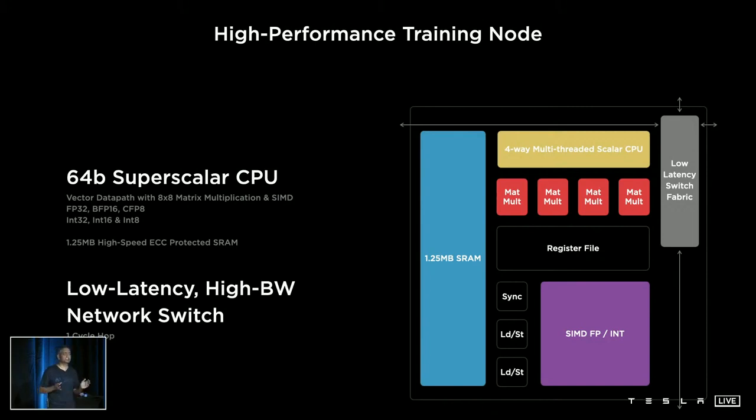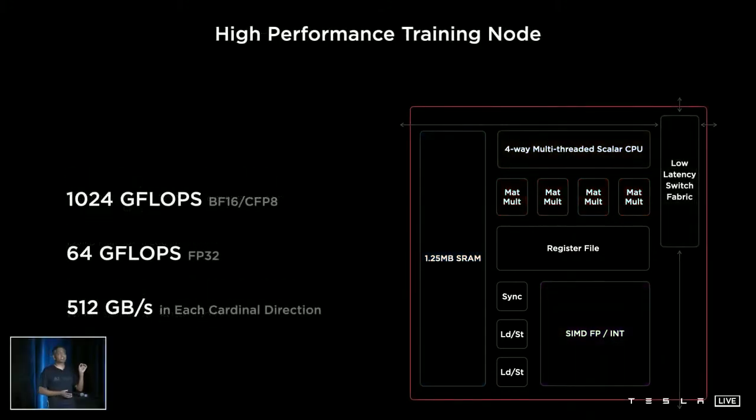This is a 64-bit superscalar CPU optimized around matrix multiply units and vector SIMD. It supports floating point 32, bfloat16, and a new format, CFP8, configurable FP8. And it is backed by 1.25 megabytes of fast ECC-protected SRAM and the low latency, high bandwidth fabric that we designed. This might be our smallest entity of scale, but it packs a big punch: more than 1 teraflop of compute in our smallest entity of scale.